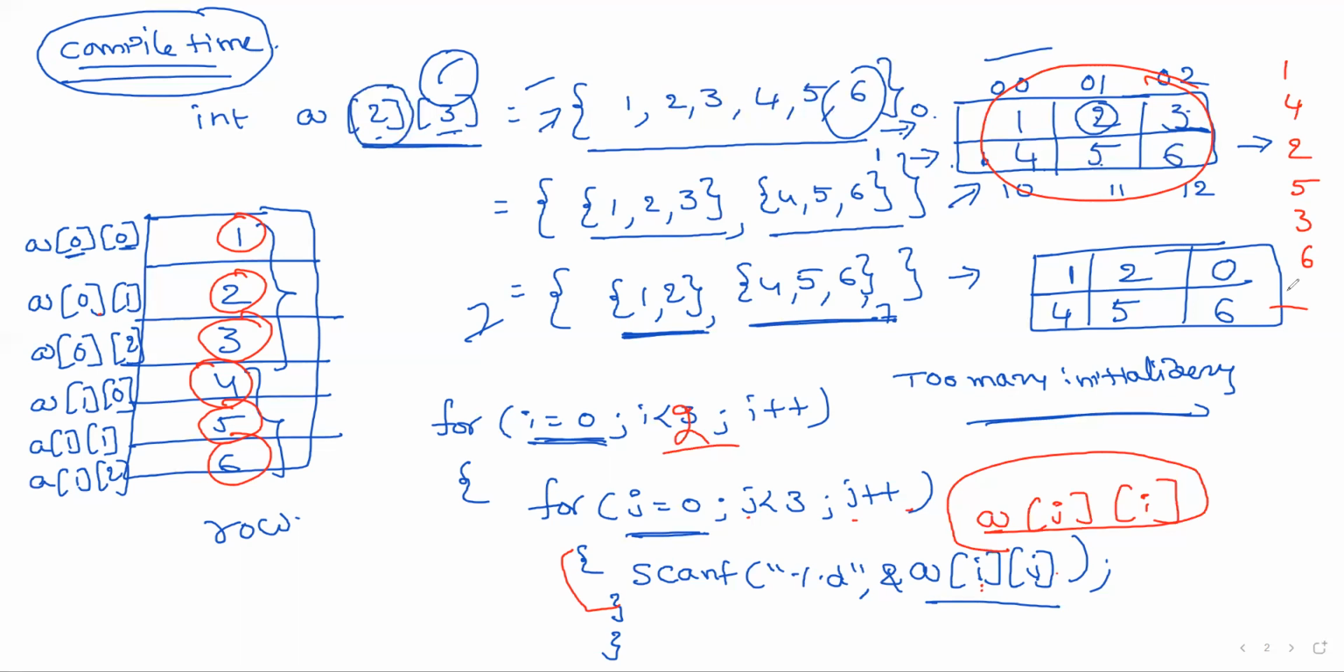This is the way to initialize two-dimensional arrays. How do you access? The same procedure, A of i j. This is the way to access. i specifies the row position, j specifies the column position. Okay, this is the two-dimensional array. Thank you.